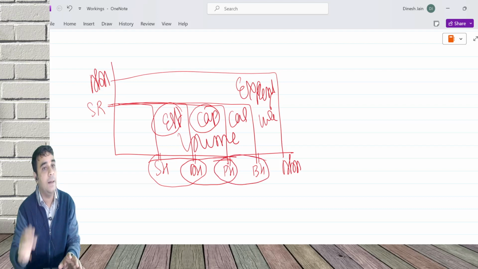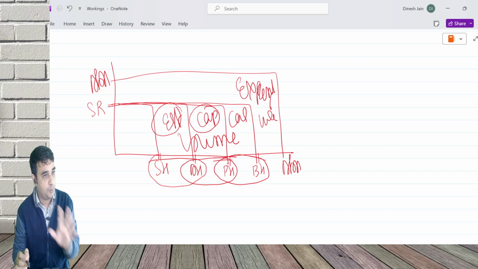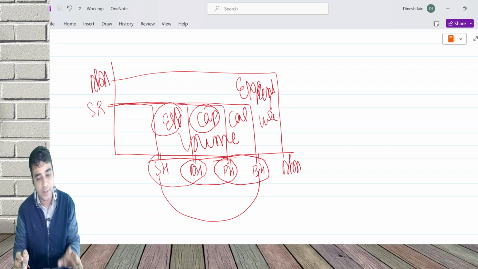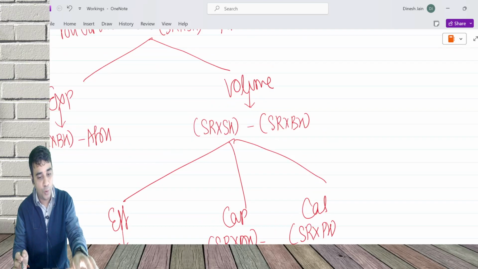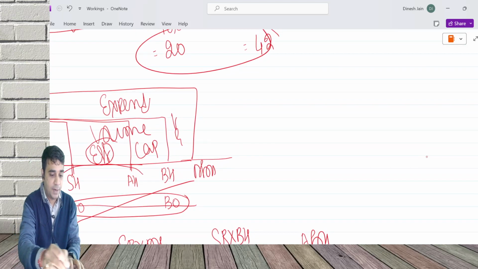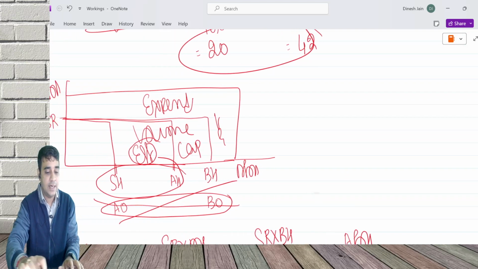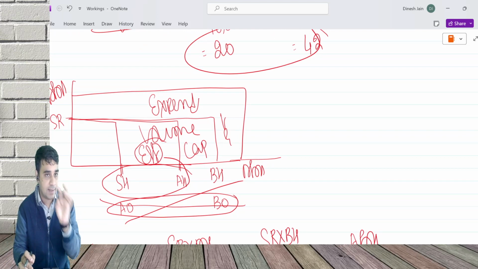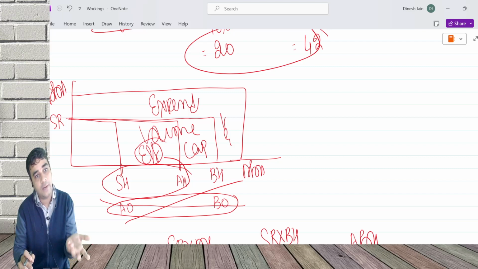What is volume ratio? All three put together is called volume, which is SH divided by BH. We do not have an expenditure ratio. This is if you have calendar. If you don't have calendar, then the formula will come from here: SH by AH is called efficiency, AH by BH is called capacity, and together is called volume. Calendar will come if you have actual days as well as budgeted days. If you do not have, it is without calendar ratio. It is called ratio, not variance.